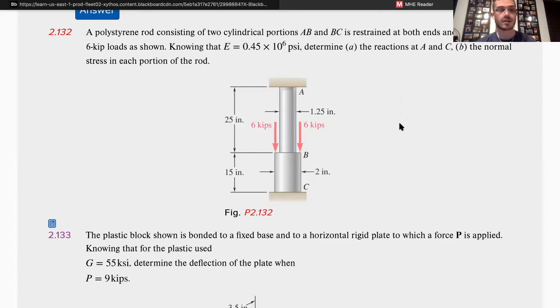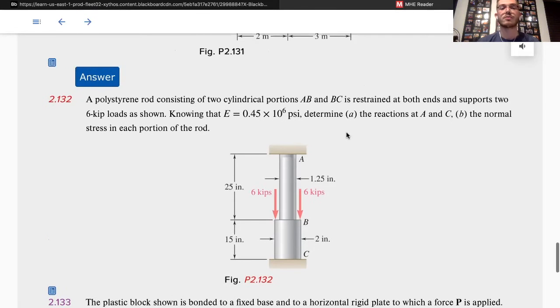In this case, it is problem 2.132, the question you see on screen. This particular question involves a polystyrene rod consisting of two cylindrical portions AB and BC, which are restrained at both ends and support two 6-kip loads as shown. Knowing that E is equal to 0.45 times 10 to the 6 psi, determine A, the reactions at A and C, and B, the normal stress in each portion of the rod.